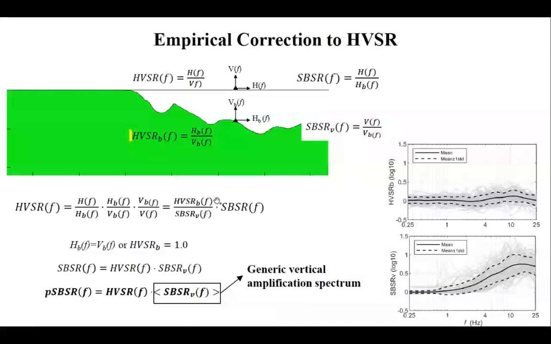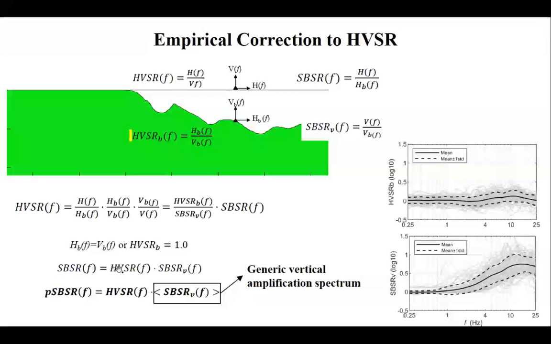Let's first have a look at this term, HVSRB, the HVSR at bedrock site. This figure shows the empirical results of HVSRB for many KiK-net downhole stations. It shows that the HVSRB is very close to 1.0 in linear scale over a very broad frequency range. So we can assume HVSRB is close to 1.0 and then substitute this into the first equation. And then we can have this formula.